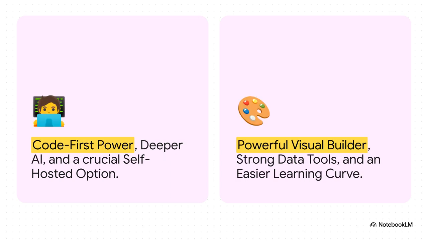Now, the comparison with Make is a bit more nuanced. Make has a really powerful visual builder and great tools for working with data, which can make it a bit easier to pick up. But n8n takes the lead when it comes to pure code-first power, more advanced AI capabilities, and of course, it has that killer feature Make doesn't, the option to self-host.